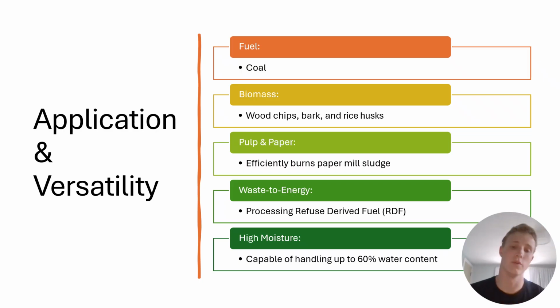So the fuels, they can burn a wide range of fuels. The fossil fuel route is coal, and then some biomass fuels they can burn are wood chips, bark, rice husk, coffee husk, and even cashew shells. They can also burn paper mill sludge, which is good, turning that waste into energy. And they use a process called RDF to do this. So it's called refuse derived fuel.